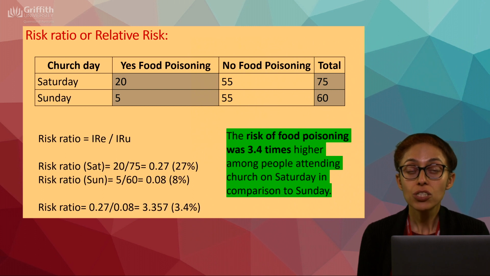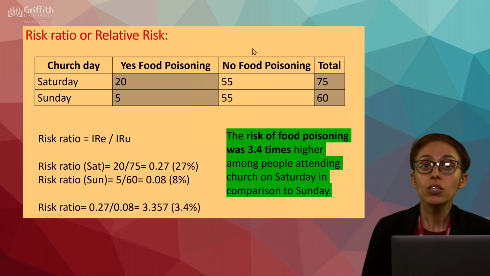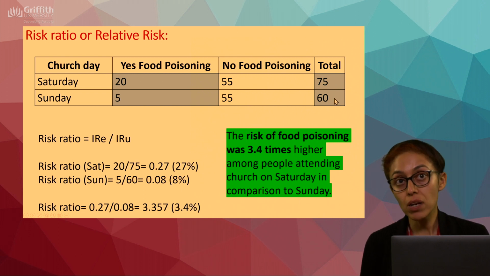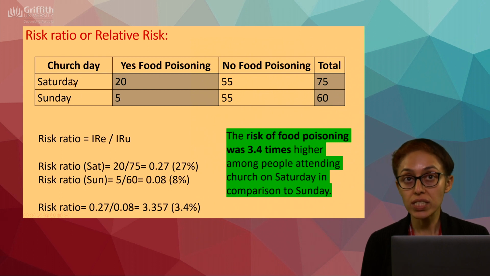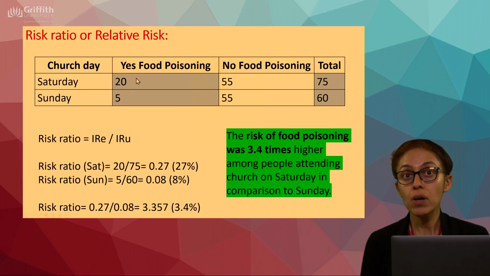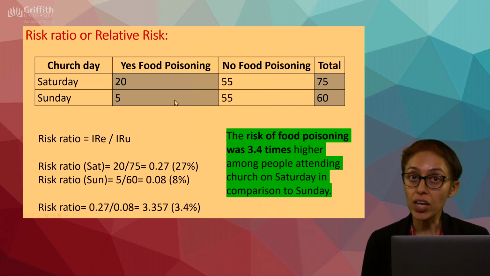So let's look at this example. You have 75 people who went to the church on Saturday, and you have 60 people who went to the church on Sunday. From the 75 people who went to the church on Saturday, 20 of them got food poisoning, and 55 of them did not get food poisoning. 60 people went to church on Sunday, from them 5 of them got food poisoning and 55 of them did not get food poisoning.